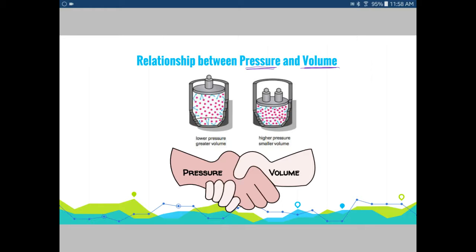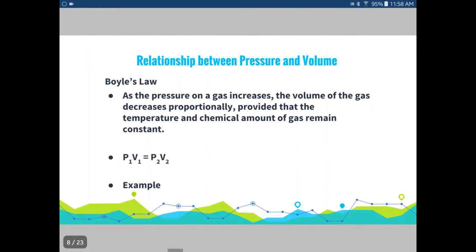So we have this inverse relationship, and let's take a look at what that looks like in terms of a mathematical representation. Boyle's law states that as the pressure on a gas increases, the volume of the gas decreases proportionally, provided that the temperature and chemical amount remain constant. So we have to have some level of consistency in our experiment. The things that remain controlled are the temperature and chemical amount of our gas. When we say chemical amount, we mean number of moles.